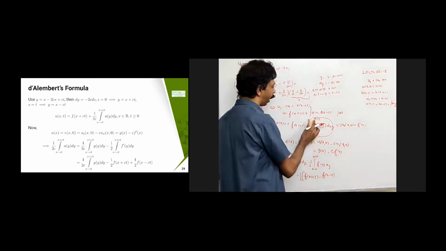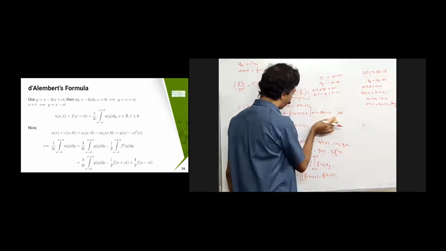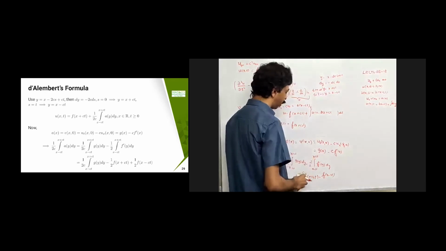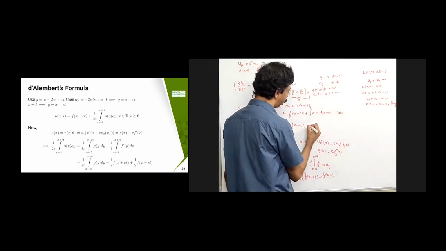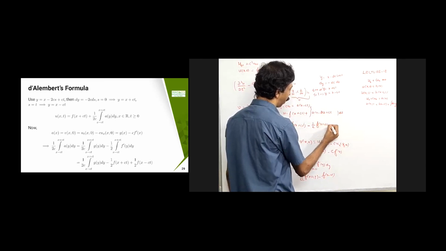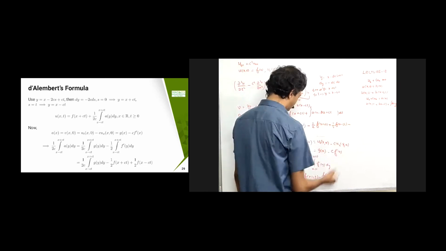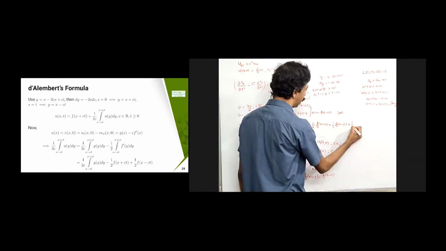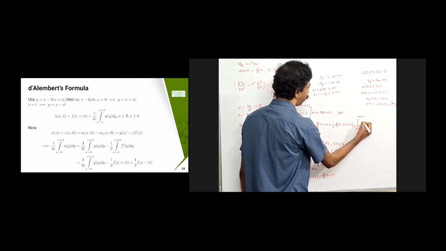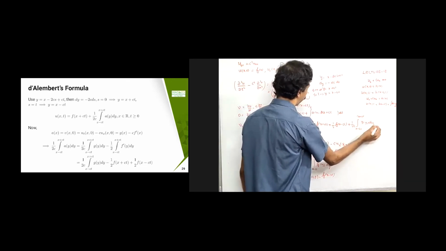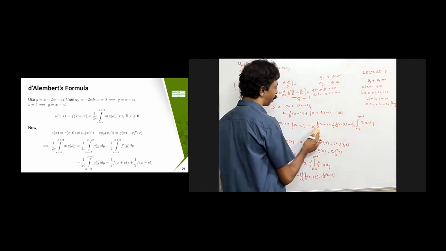Okay, therefore I can erase this. I can write this as f of x plus ct. I can substitute it over this one. So this is going to become minus 1 by 2 f of x plus ct plus 1 by 2 f of x minus ct, plus 1 by 2c integral x minus ct to x plus ct of g of y dy is going to come. So this is going to become f of x plus ct minus f of x plus ct.